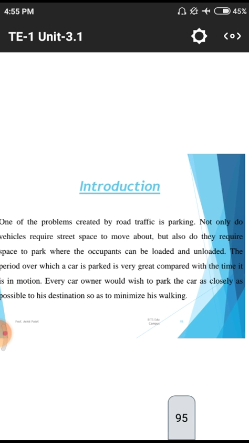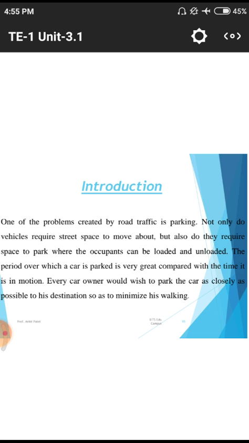Not only do vehicles require street space to move about, but they also require space to park while the occupants are loaded or unloaded. These terms, loading and unloading, are mainly used in the case of commercial vehicles. Normally, public transportation vehicles have to move to a particular position. After reaching the position, we have to remove our necessary items from the bus or any other vehicle. After the place is reached, we remove our essential things with us, and automatically the vehicle will move from that position. There is no disturbance to others.